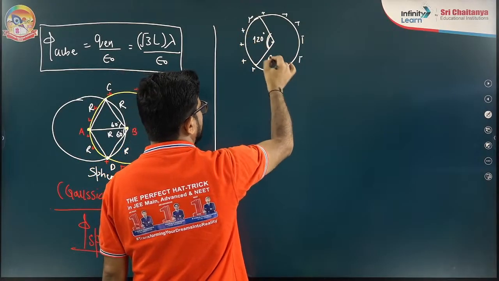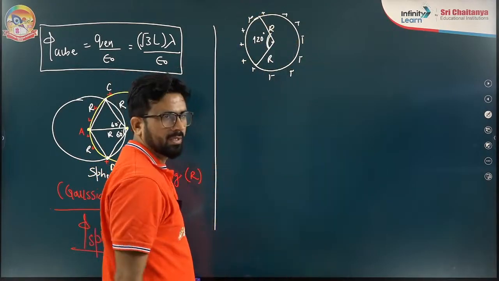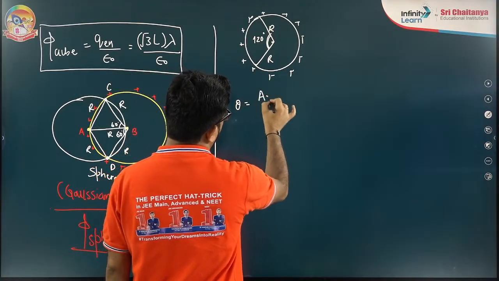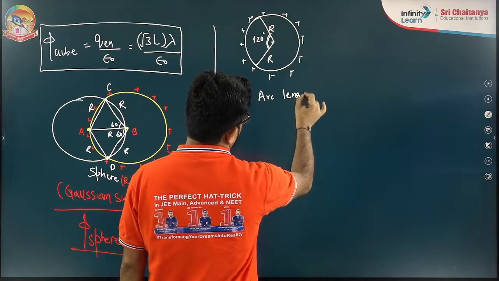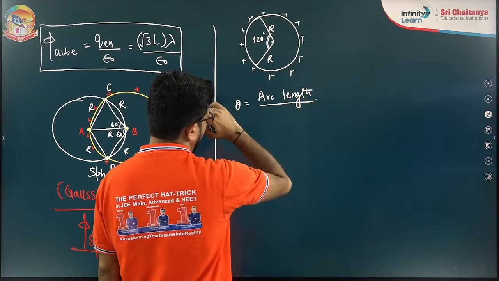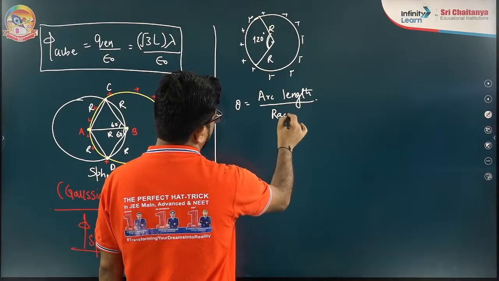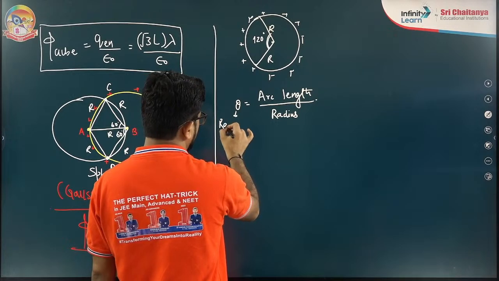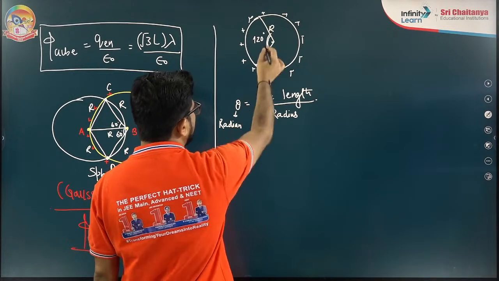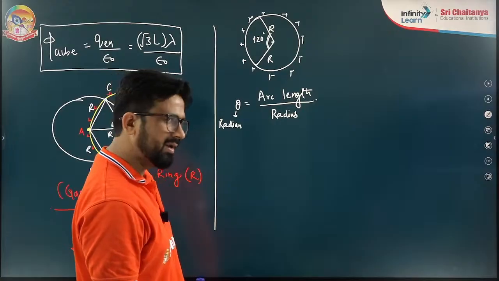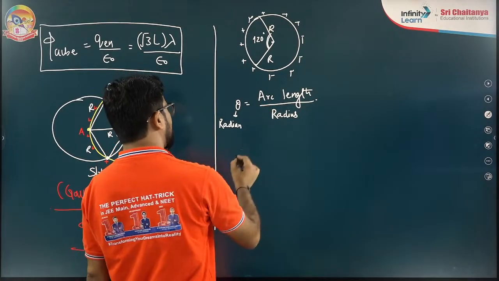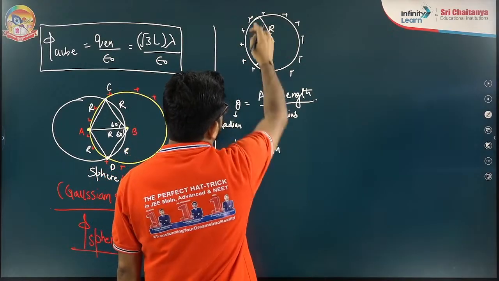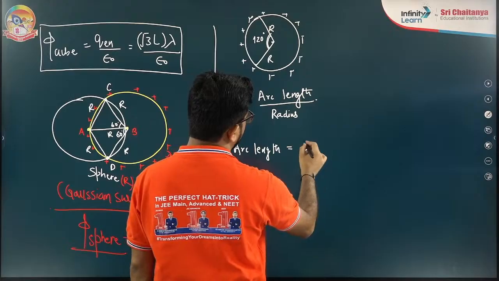This radius is R, no problem. So how to calculate? We already know one thing: theta is equal to arc length divided by radius. It's the very basic thing. But remember, this theta we have to take in radians, not in degrees. So first you have to convert this 120 degrees into radians. I want to calculate this arc length, so arc length is equal to theta into r.